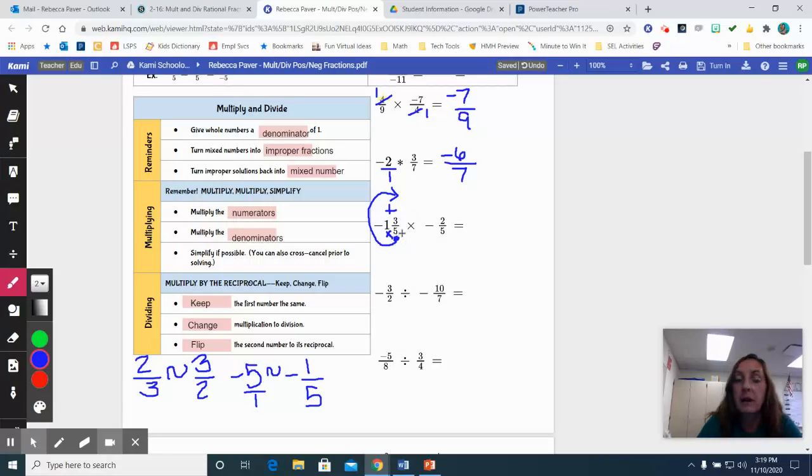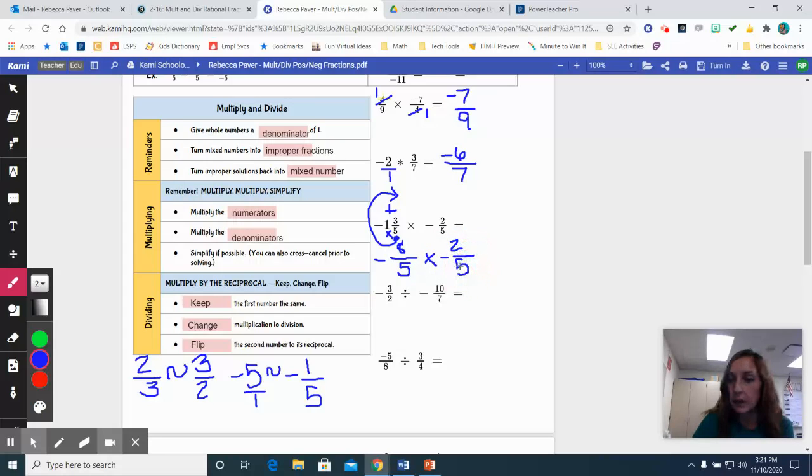So this would be 5 times 1 is 5, plus 3 is 8. Here we have 5 times 1 is 5, plus 3 is 8. So that's our new numerator. Denominator does not change, and the sign also will not change. So I'll bring that negative down. We are multiplying that by negative 2/5.